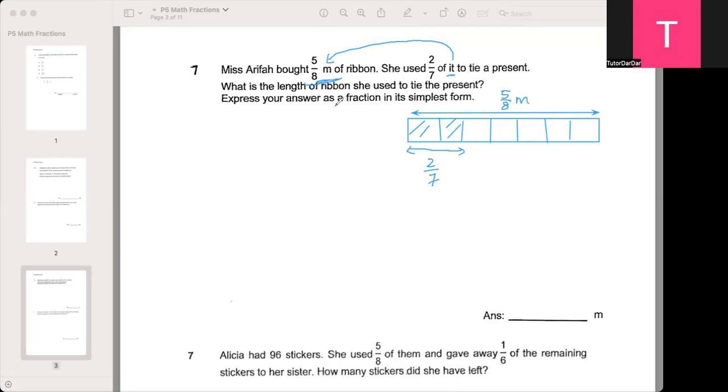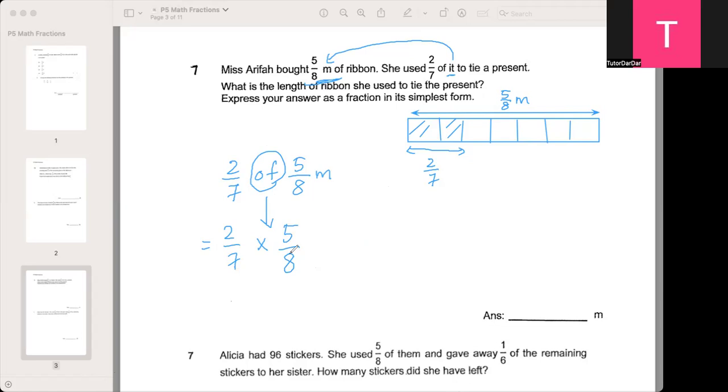Okay, so for this type of question, how we do is 2 out of 7 of 5 out of 8 meter. This is how it looks like if you write this down in numbers. So 2 out of 7, leave it as it is. This of will become multiply, then 5 out of 8. Please do the cancellation method. It will make your life easier because all the numbers will become smaller.